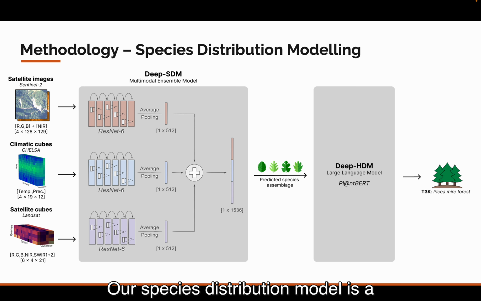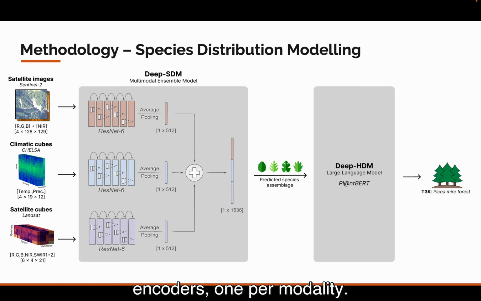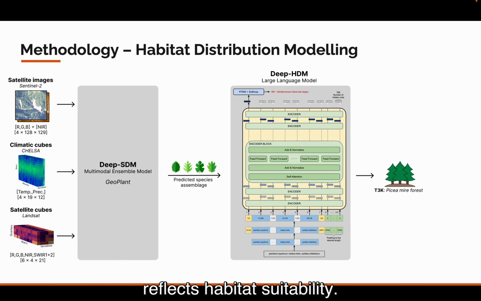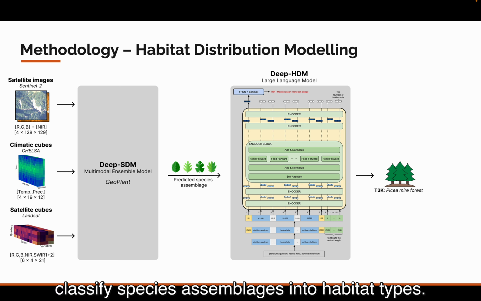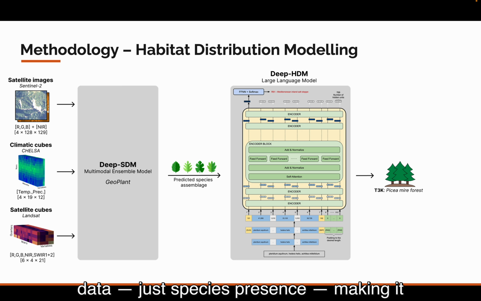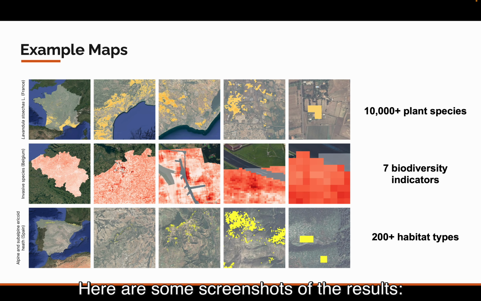Our species distribution model is a multimodal ensemble of 3 ResNet-like encoders, 1 per modality. Conformal prediction is used to prioritize minimizing false negatives, and no coordinates are used, ensuring the model reflects habitat suitability. We then apply PlantBERT, a domain-specific language model trained to classify species assemblages into habitat types. This model uses no environmental data, just species presence, making it robust to sampling bias and suitable for generalization across regions. Here are some screenshots of the results.